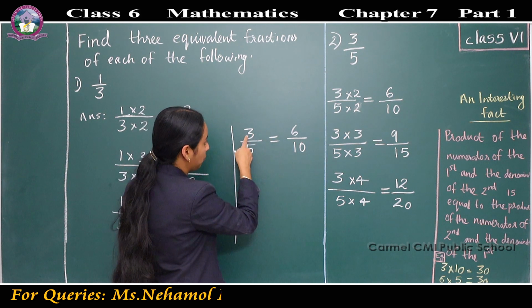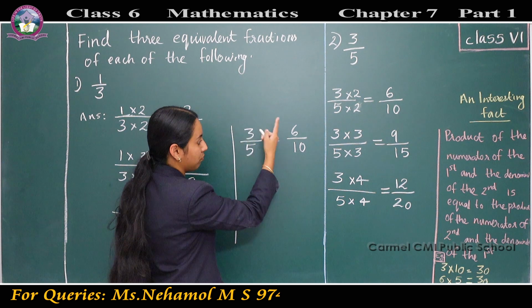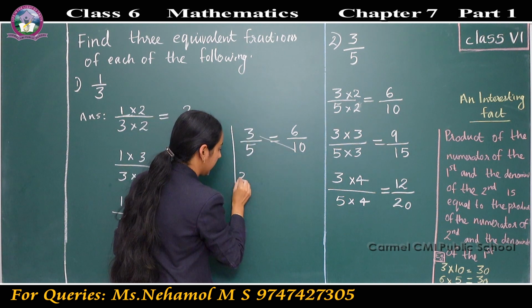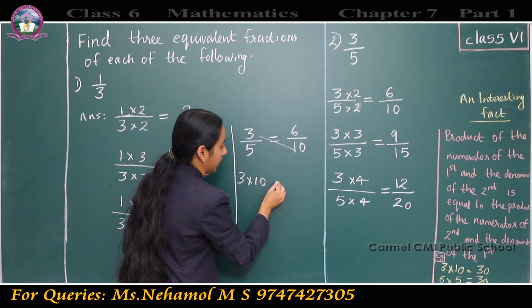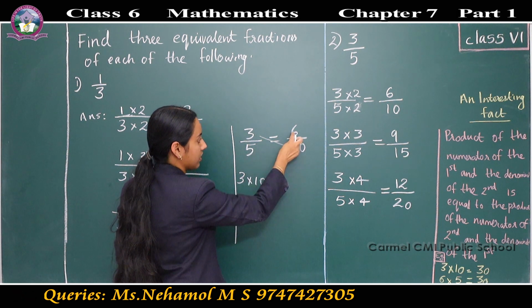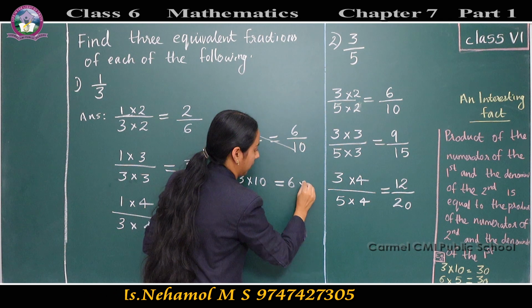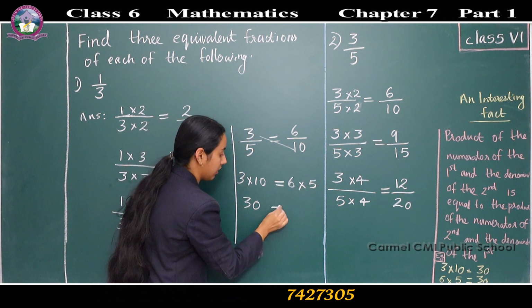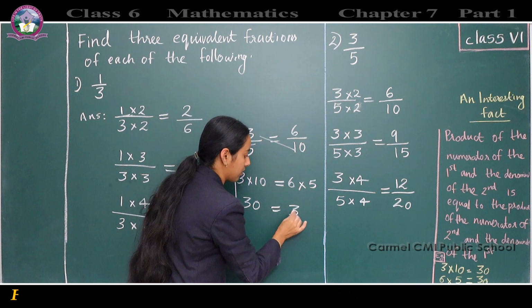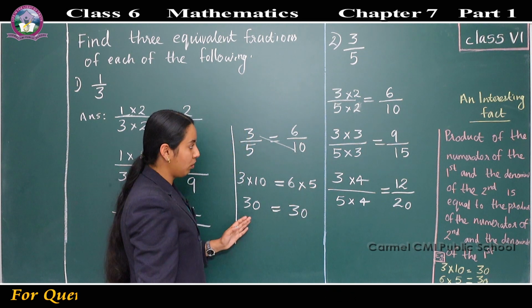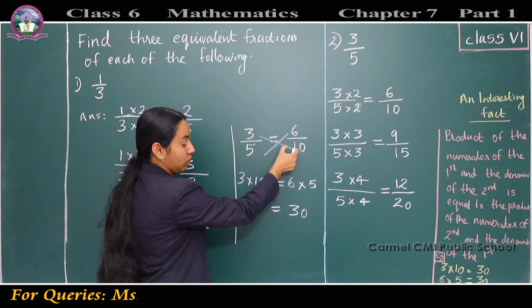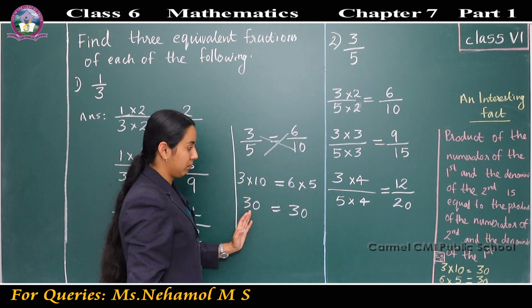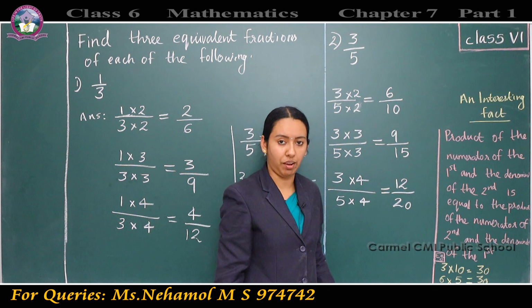Multiplying the numerator of the first with denominator of second, we will get 3 into 10. That is equal to 6 into 5. 3 into 10 is 30. 6 5s are also 30. So, 3 into 10 is same as 5 into 6. That is the interesting fact.